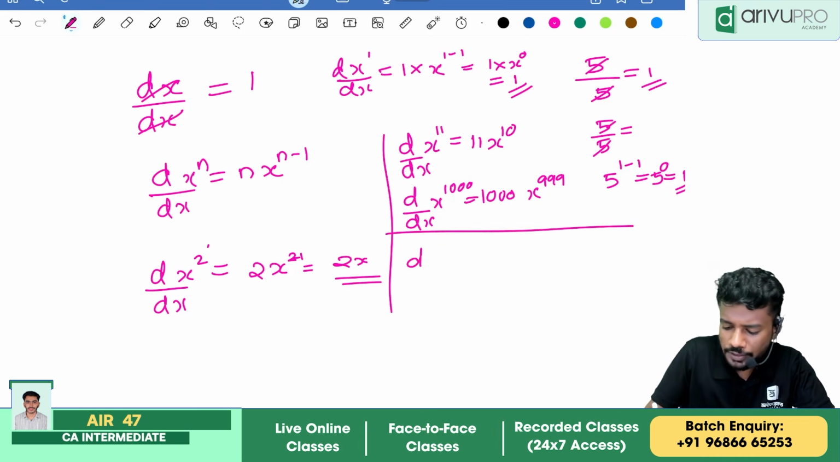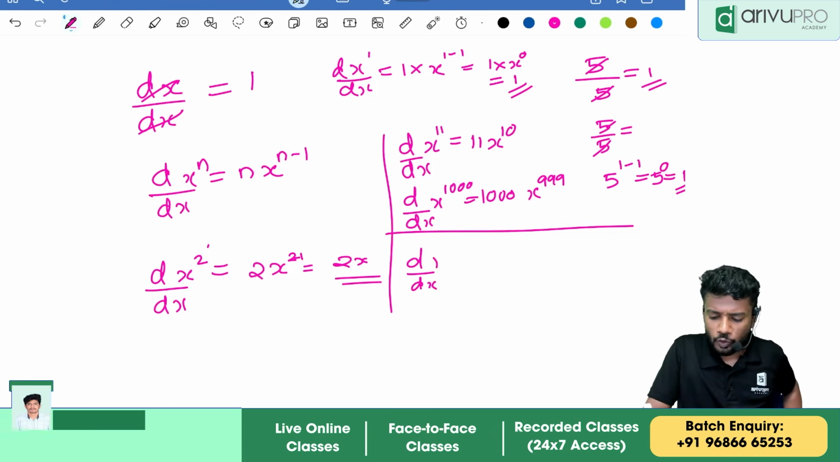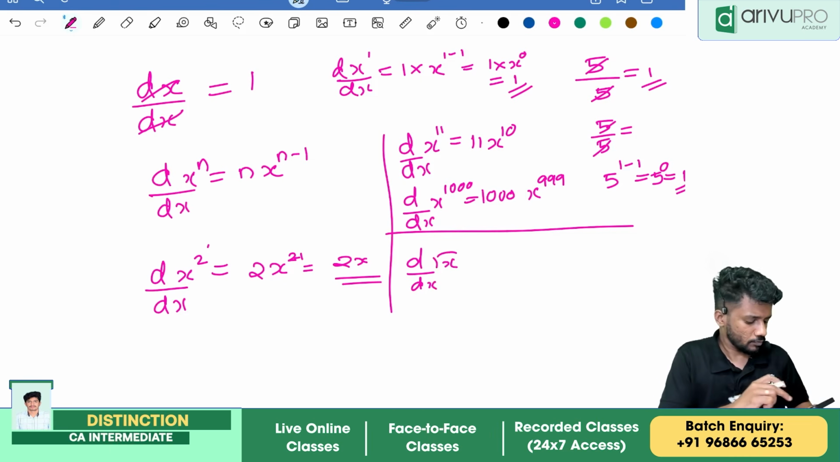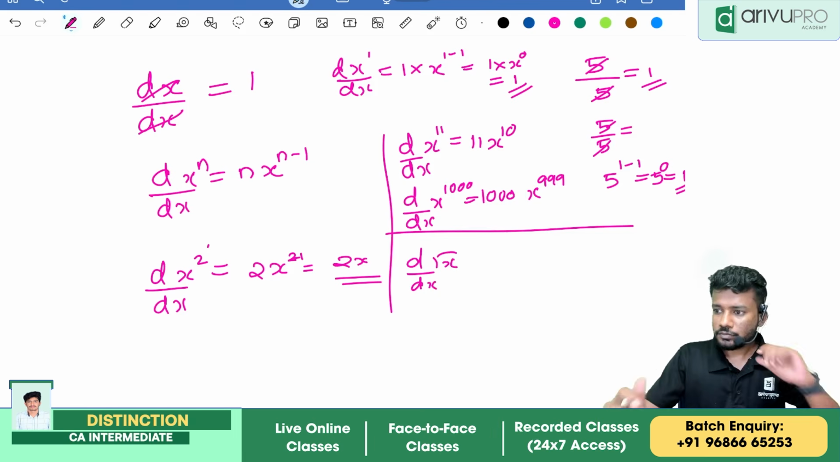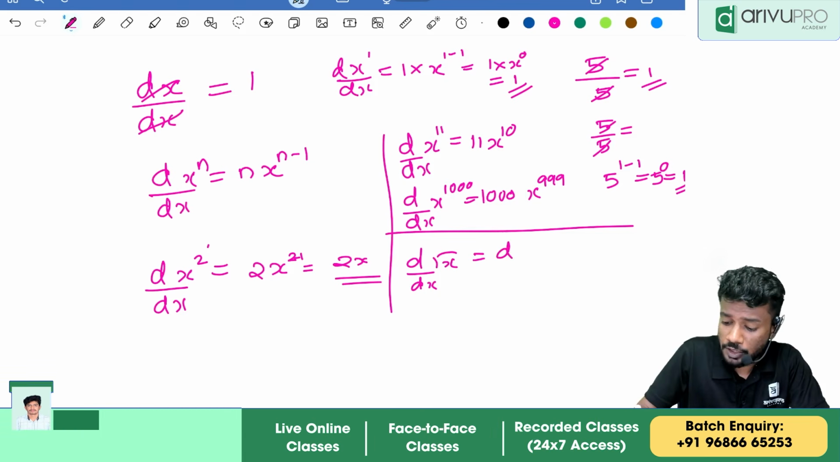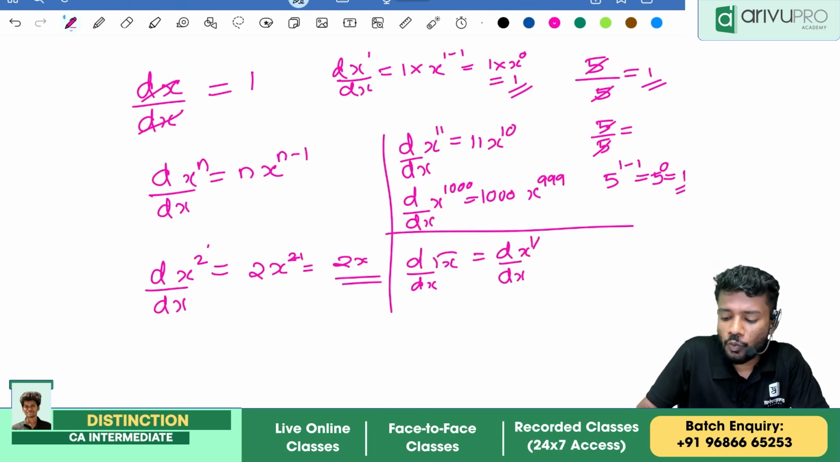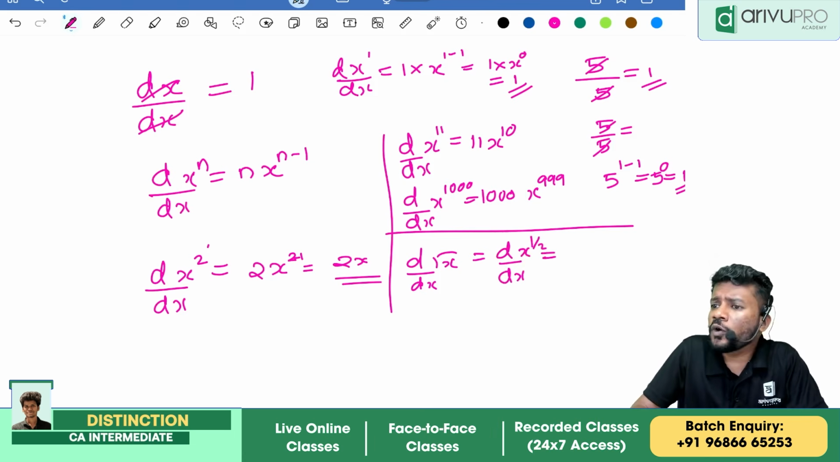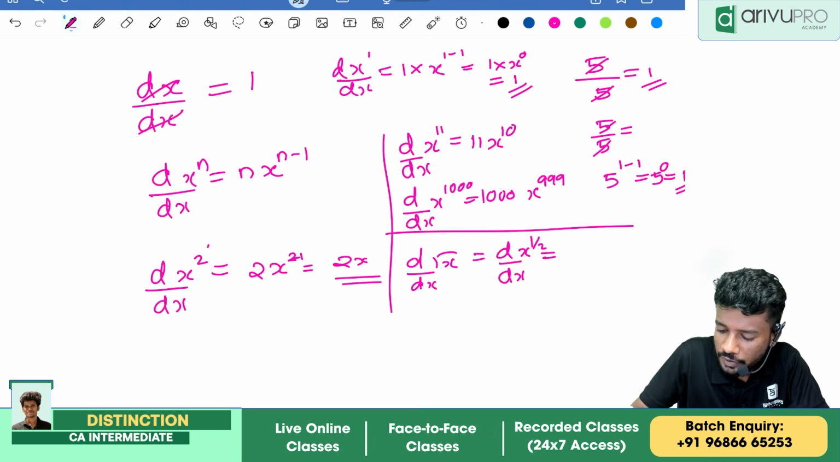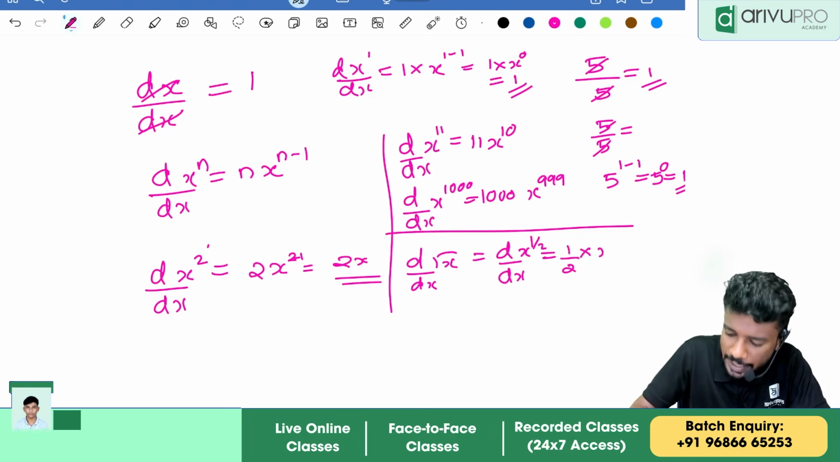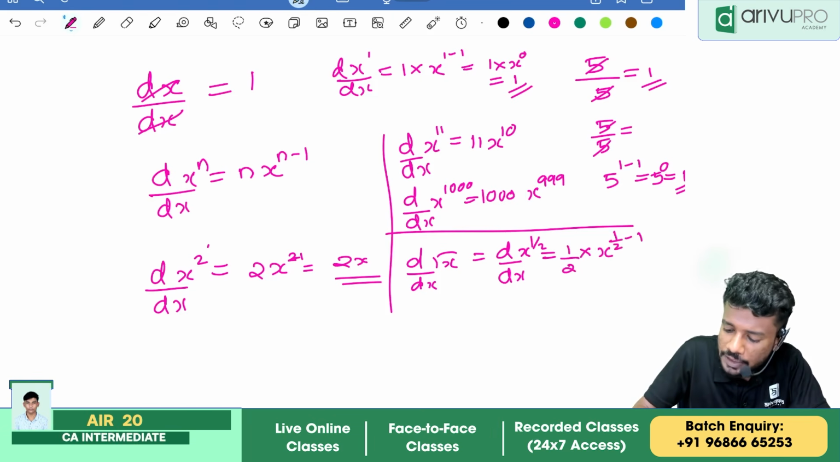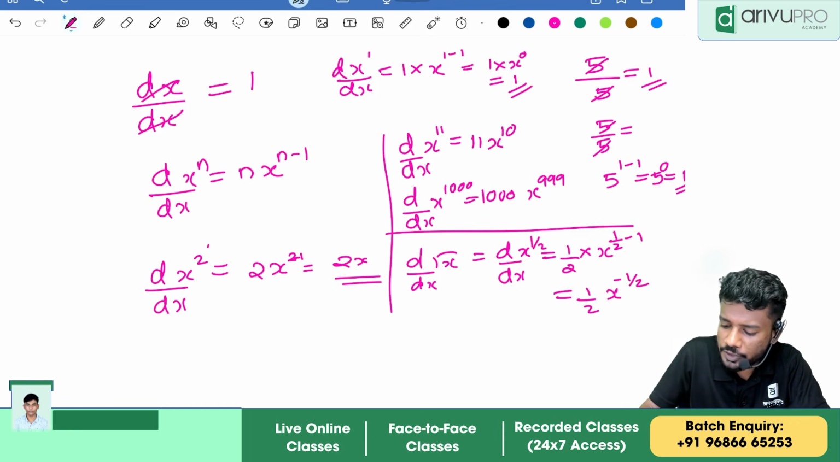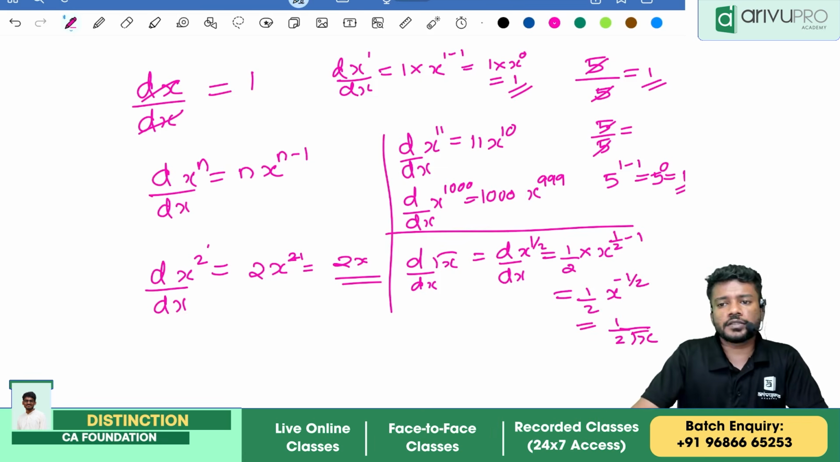Next one. What is d by dx of root x then? 1 by 2 x power 1 by 2 minus 1. So we can write it as d by dx of x raised to 1 by 2, right? So instead of n, who is sitting here? 1 by 2. So I will write 1 by 2 into x raised to 1 by 2 minus 1. That will become 1 by 2 into x raised to minus 1 by 2. That is nothing but 1 by 2 root x. Root x will be in the denominator because the power has a negative value.